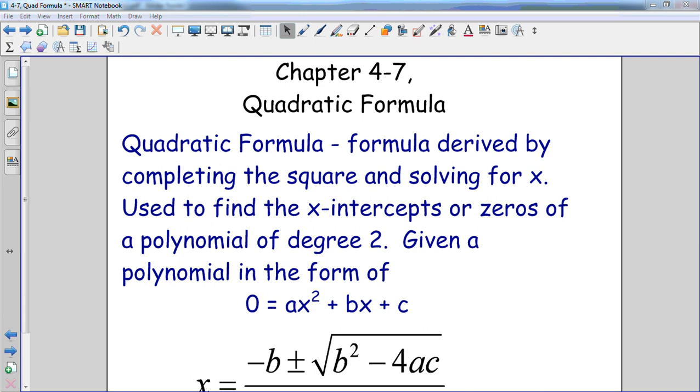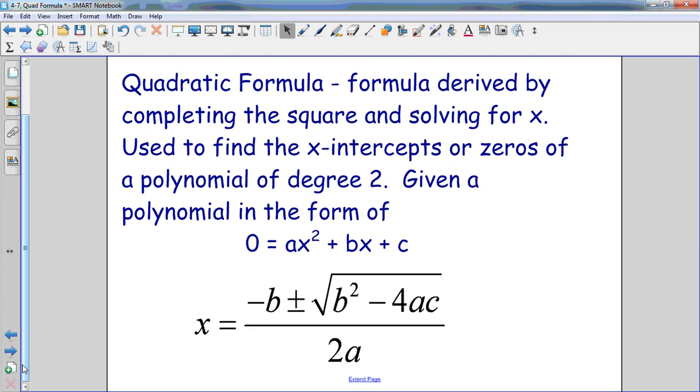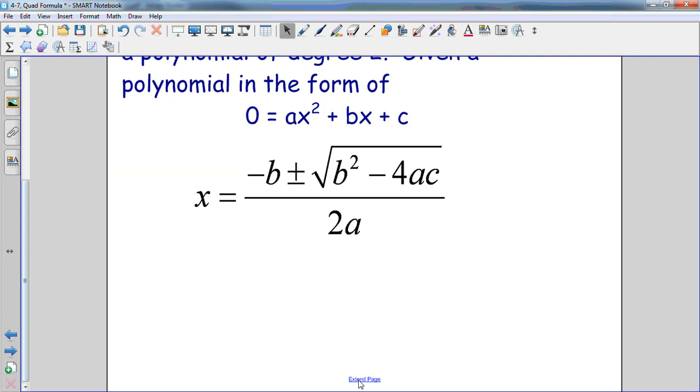Given a polynomial in the form 0 equals ax squared plus bx plus c, I can find the x-intercepts, or the zeros, with this formula. Okay? And it sounds like this. Are you ready? Everybody's going to be humming this song in the hallway. X equals negative b plus or minus the square root of b squared minus 4ac all over 2a.